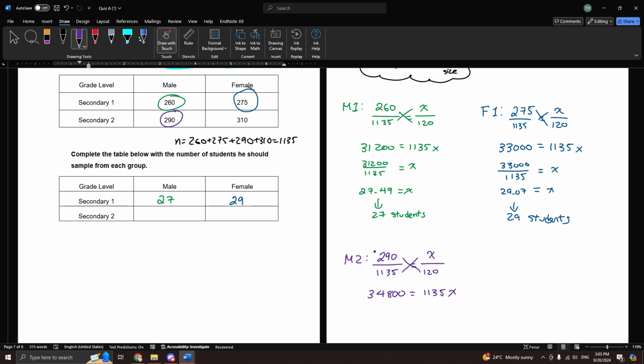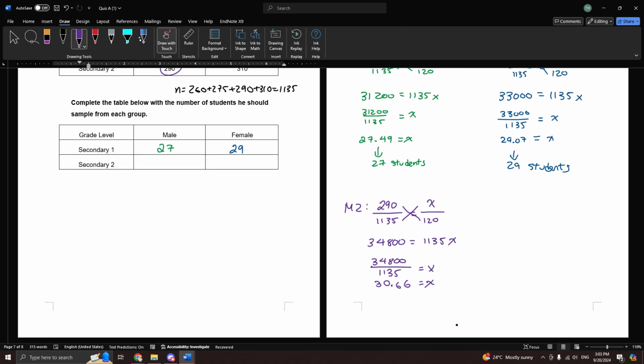So on the left side, that leaves me with 30.66 as my x, okay? But we can't take 0.66 of a student. We can't sample 0.66 of a student. We're going to round this up to 31 students, okay? So here we're going to have 31.